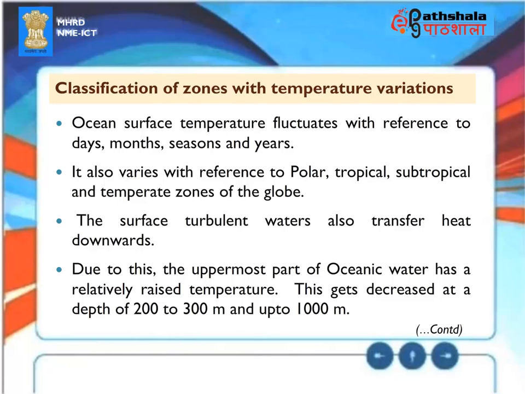Classification of zones with temperature variations. Ocean surface temperature fluctuates with reference to days, months, seasons, and years. It also varies with reference to polar, tropical, subtropical, and temperate zones of the globe. The surface turbulent waters also transfer heat downwards. Due to this, the uppermost part of oceanic water has a relatively raised temperature. This gets decreased at a depth of 200 to 300 meters and up to 1000 meters.